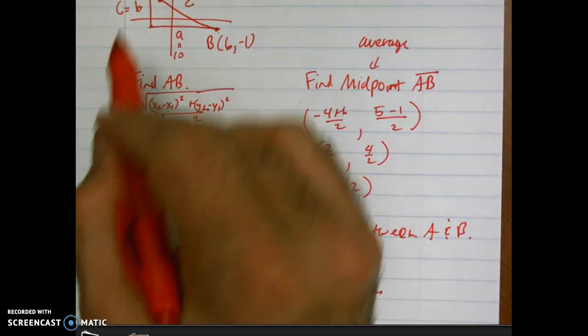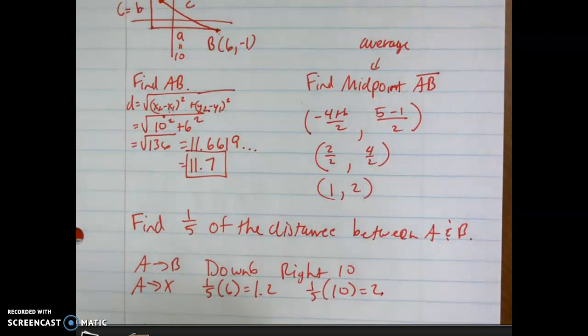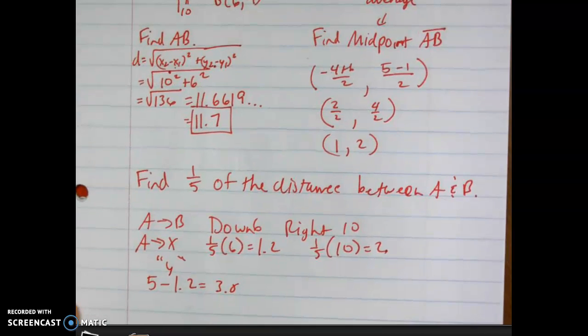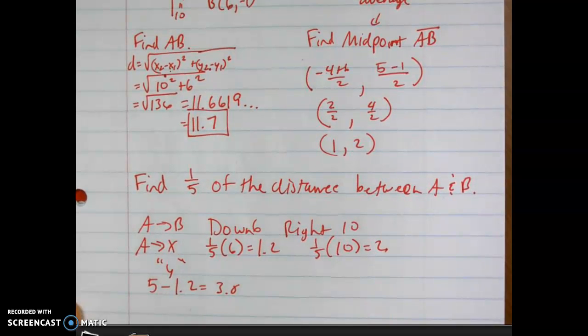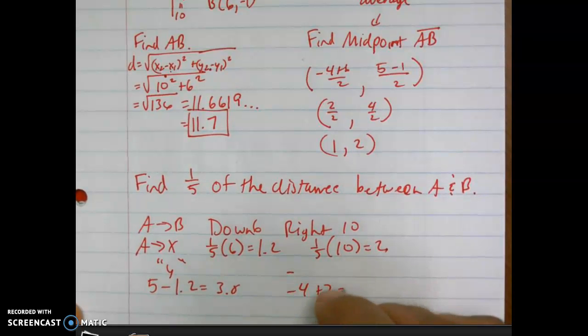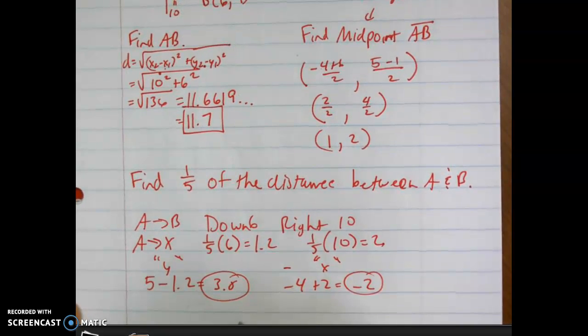Okay? So down 1.2. Now this is the y-coordinate of 5. So 5 minus 1.2 would be 3.8. That's my y-coordinate. Okay? My right coordinate would be x. It's right, so it's plus. So it'd be -4 plus 2, which would be -2. That'd be my new x-coordinate. So put them together. X-coordinate, y-coordinate, -2, 3.8.